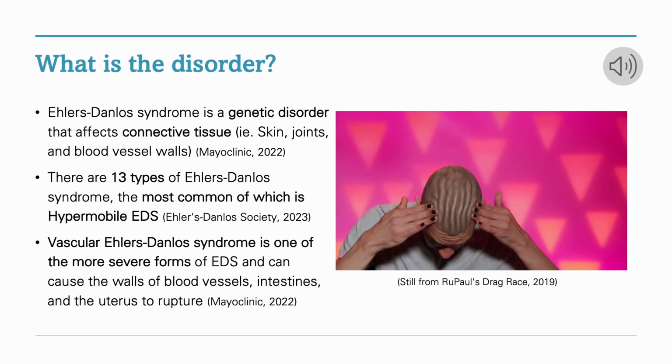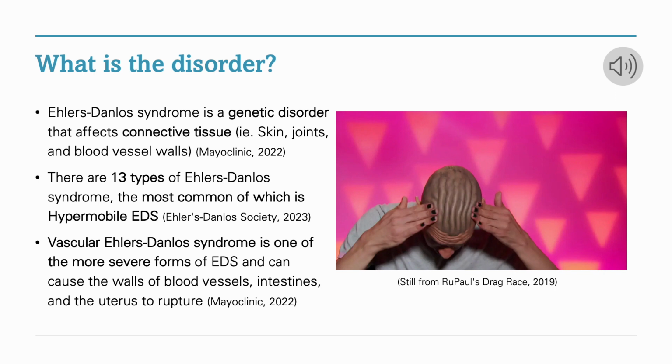Ehlers-Danlos Syndrome is a genetic disorder of which there are 13 variants. It affects the connective tissues of the body, and depending on the type, this effect can be milder or more severe. Most people with EDS have hypermobile EDS, which means their joints have a greater range of motion than is normal, and their skin is very loose and stretchy.